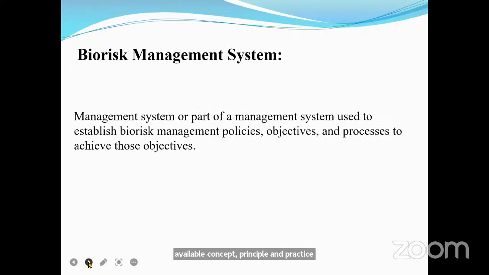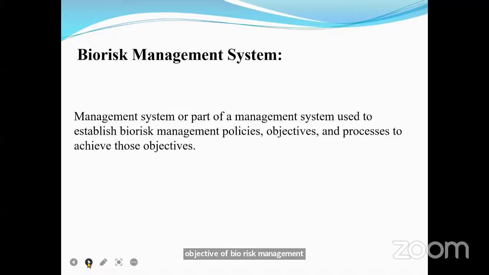Biorisk management definition: we can say biorisk management could be a single management system, or as usual, it is a part of a management system used to establish the policies and objectives, and describe the appropriate process to achieve those objectives of the biorisk management system.